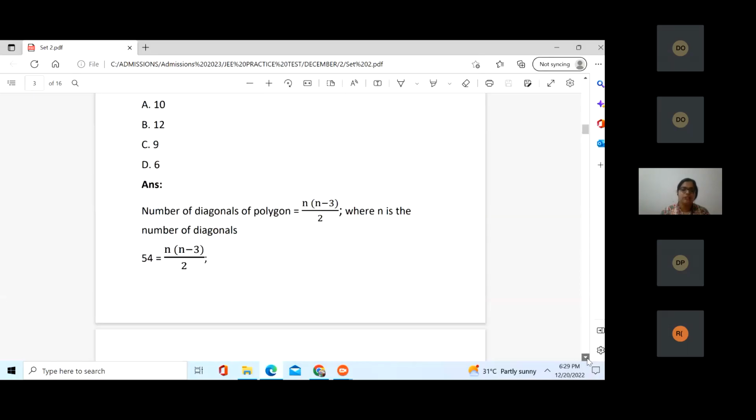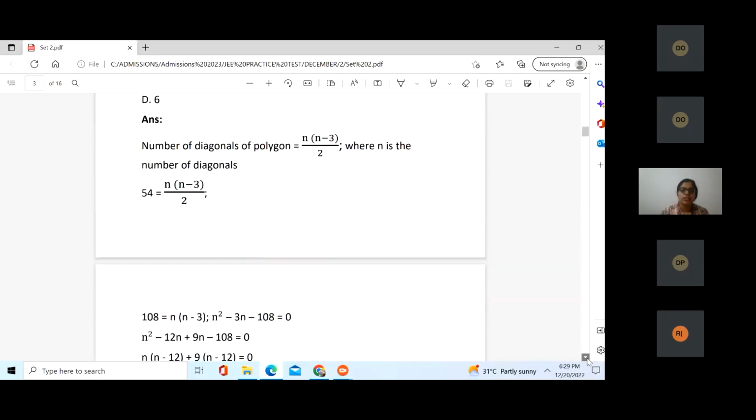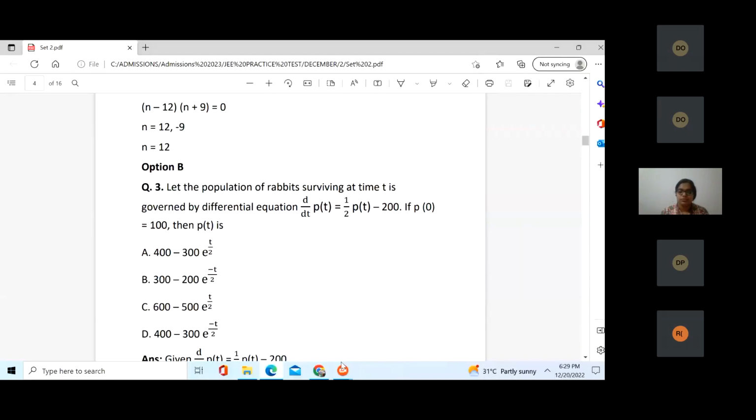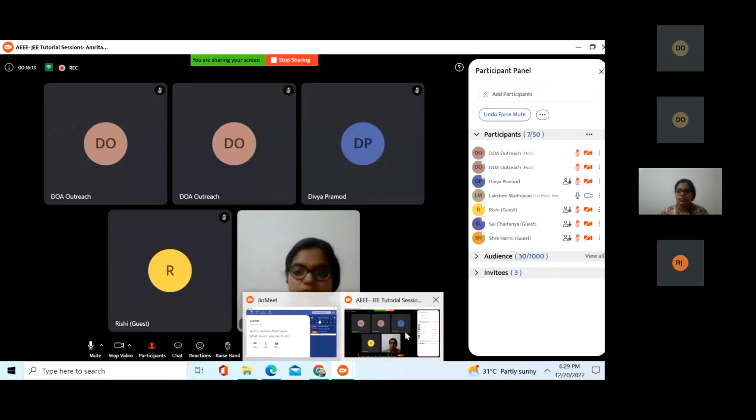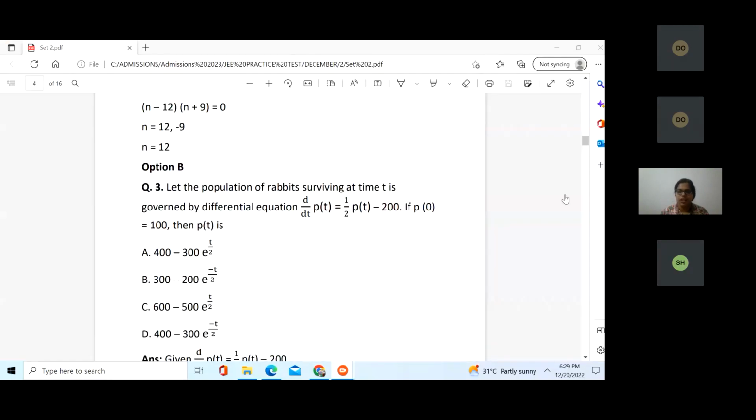I think you all will be able to answer the third question, which is a common question. This is also a previous year JEE question. So yes, I'll read out the question. Let the population of rabbits surviving at time t be governed by the differential equation dp by dt of t equal to 1 by 2 p of t minus 200. If p of 0 equal to 100, then p of t is.